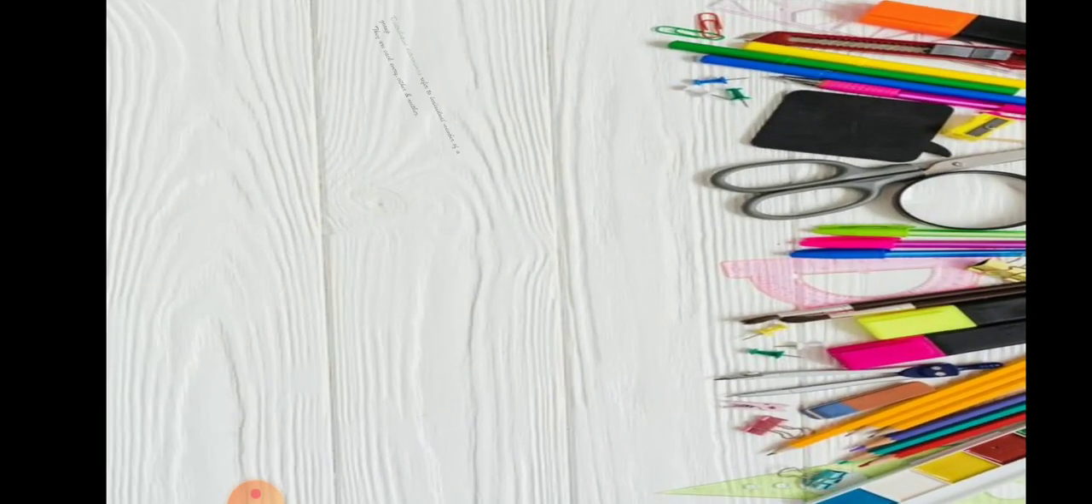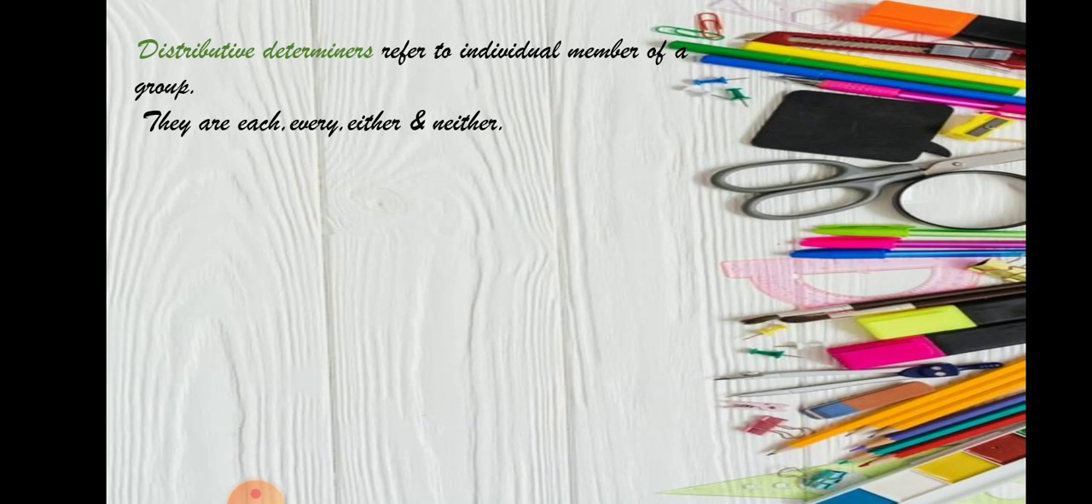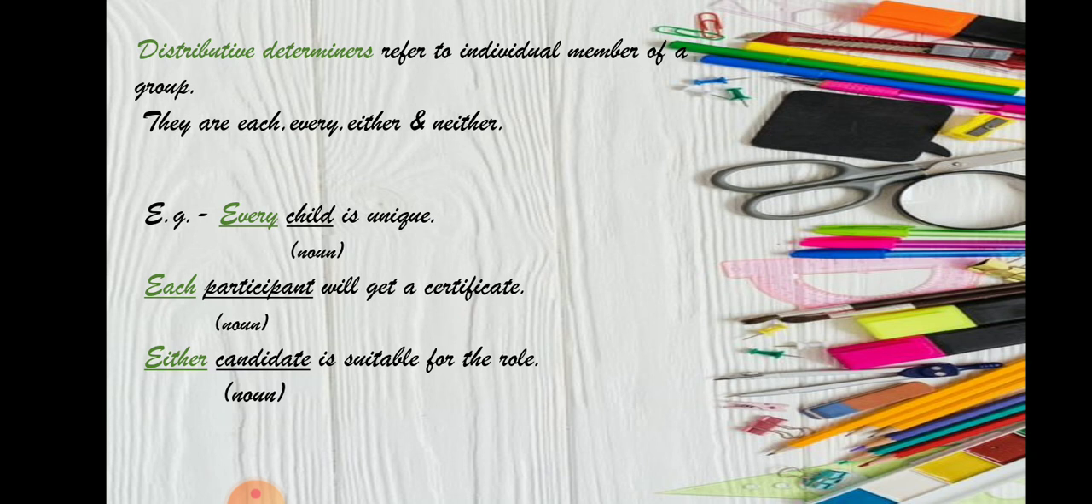Next is distributive determiners. They refer to individual member of a group. They are each, every, either and neither. Every child is unique. Each participant will get a certificate. Either candidate is suitable for the role.